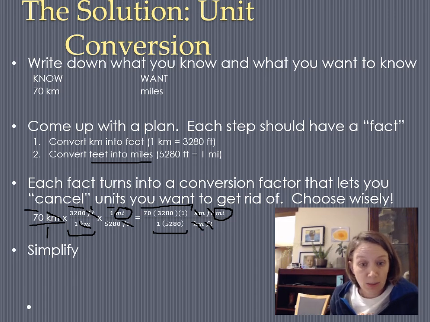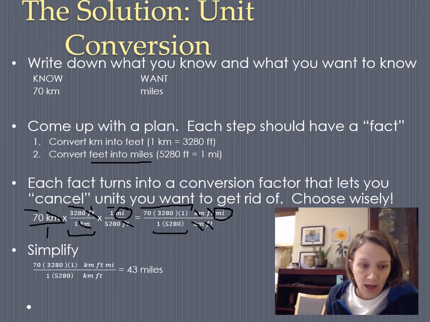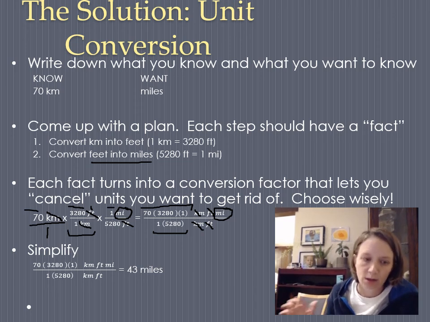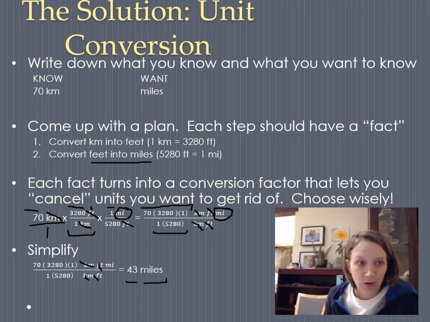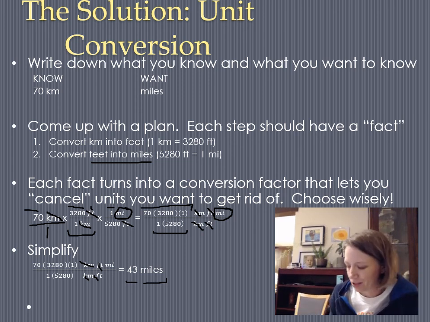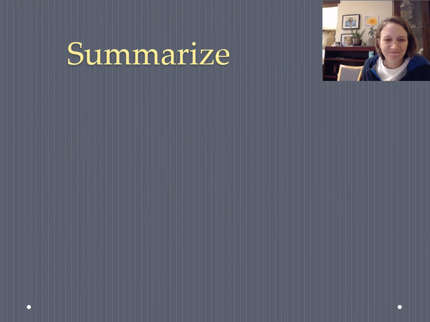The last step is the simplify step, which is where we actually plug this into my calculator. When you plug in 70 times 3280 times 1 divided by 1 times 5280, you end up with 43. And when you cancel out all these units, as we've done several times here, we're left with the units of miles, and that's the units for your answer. So this is how to find out how far away Tokyo is without plugging it into Google, in 8 minutes longer than it would have taken you with technology.